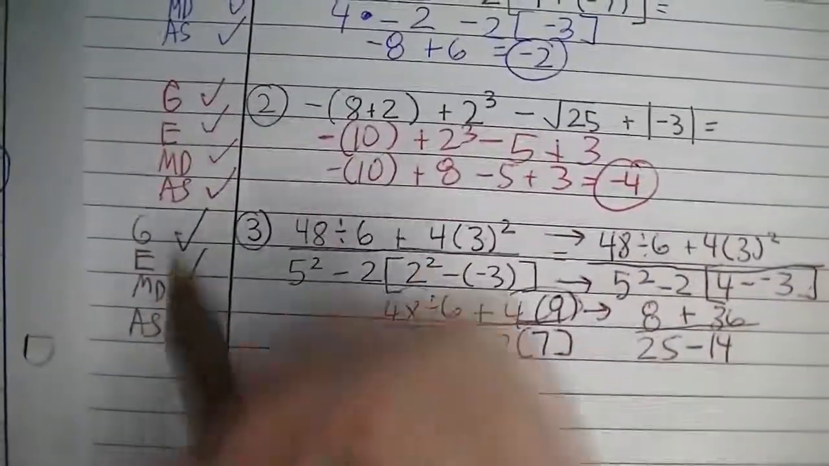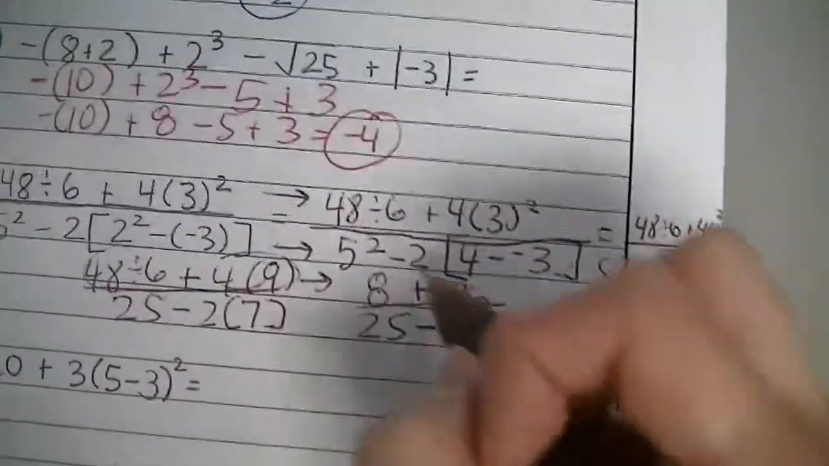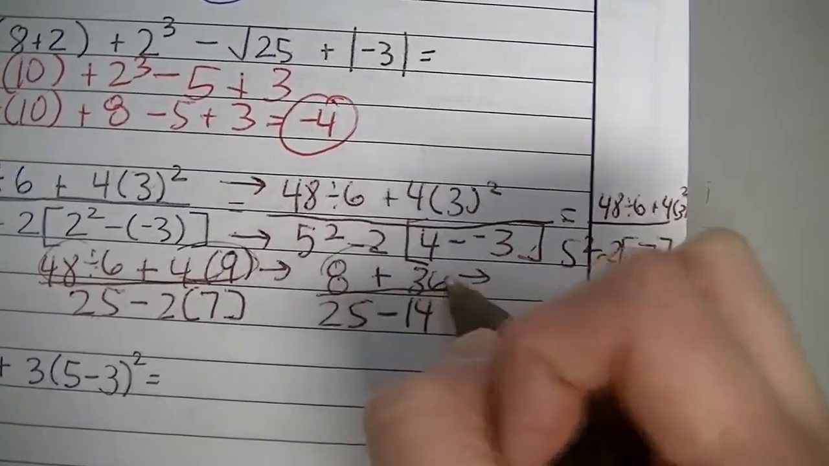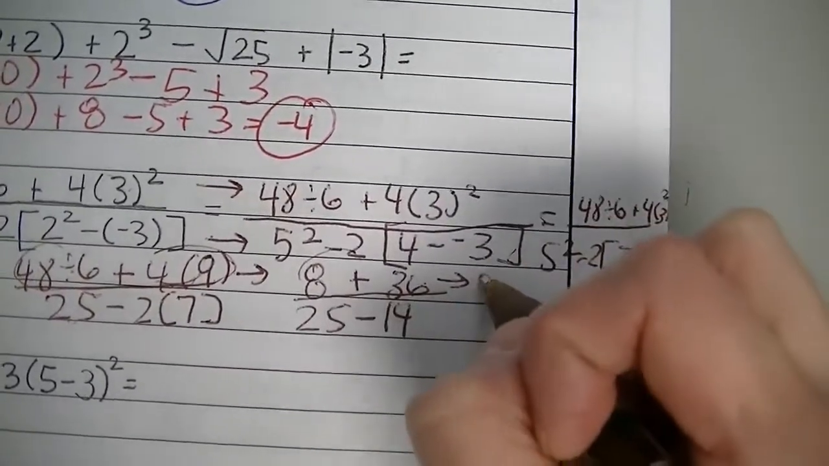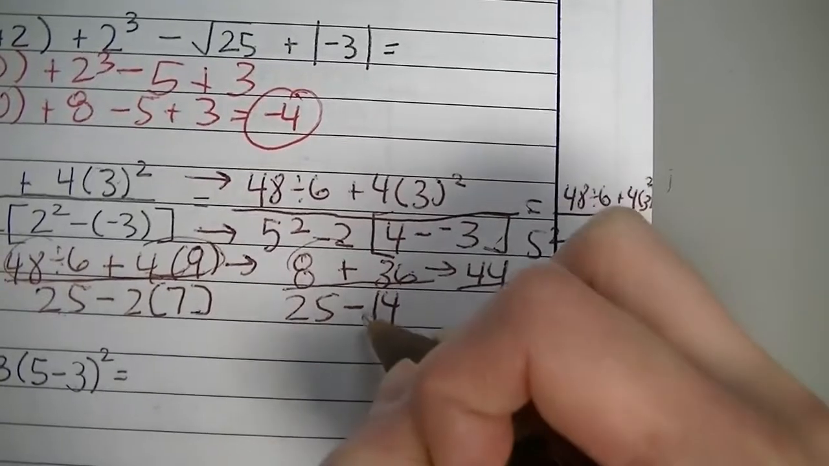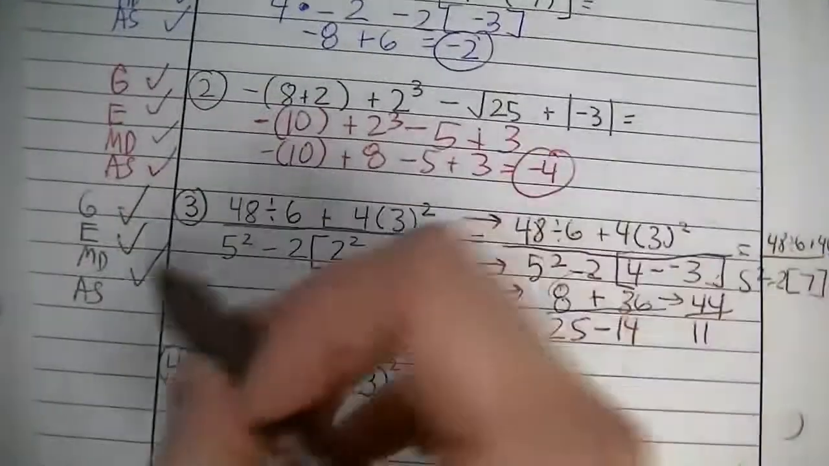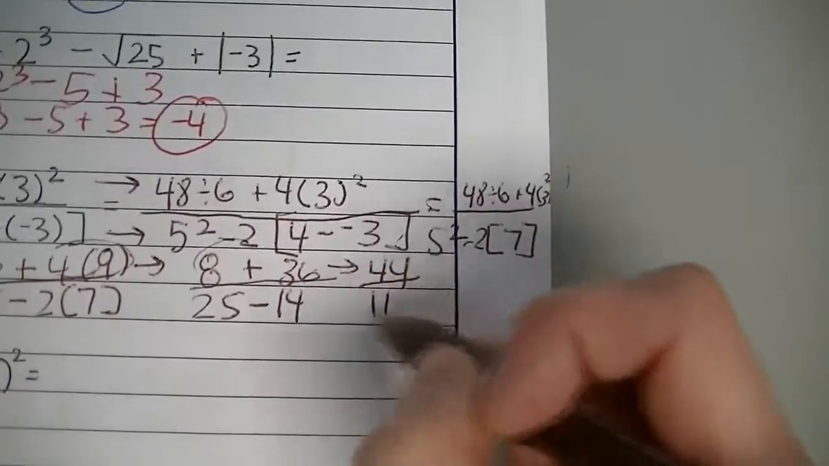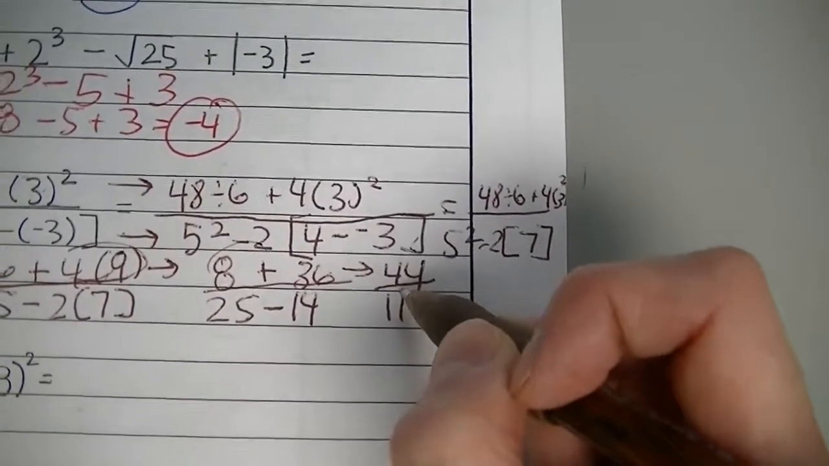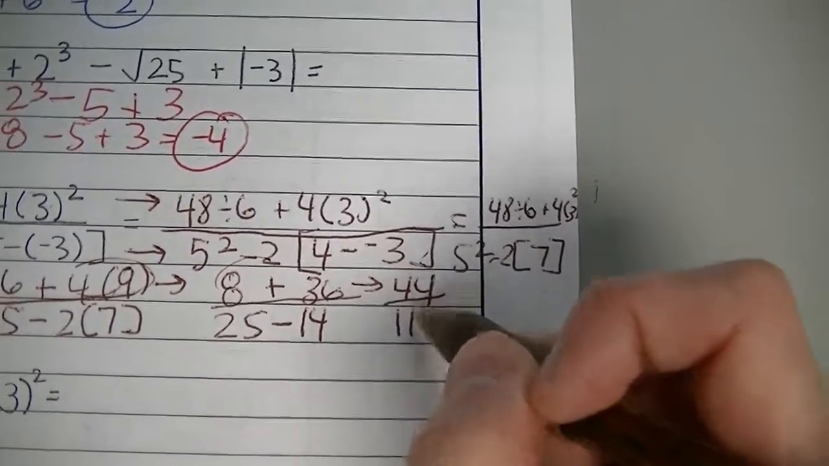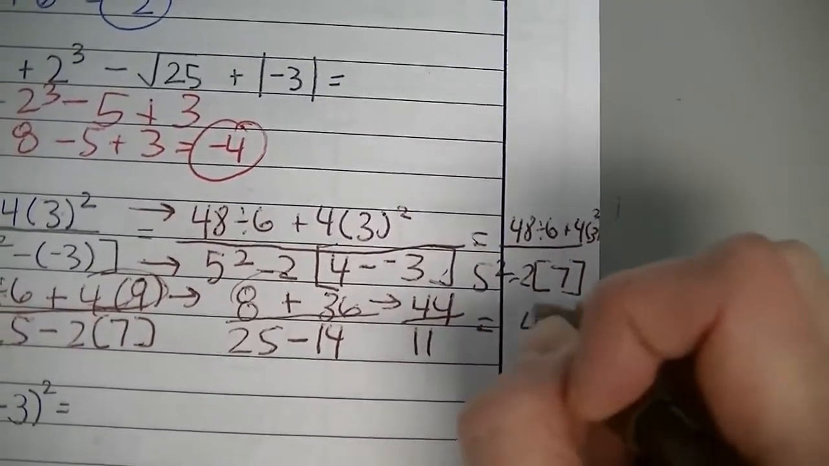Okay, now it says add and subtract from left to right. So I'm just going to go straight across like that. 8 plus 36 is 44. 25 minus 14 is 11. Okay. And you'll probably see there is a fraction as the answer, but we can simplify that even further. 44 divided by 11 is 4.